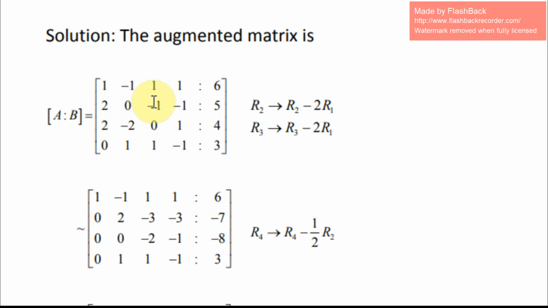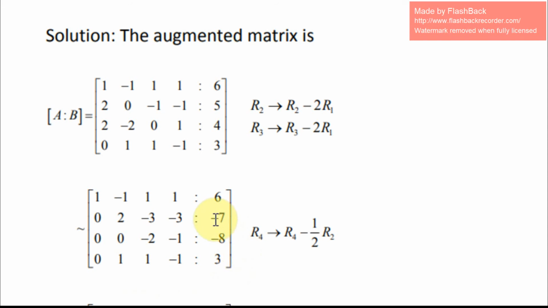Now we operate on the R2 row, so that R2 becomes 0, 2, minus 3, minus 3, minus 7. The third row also undergoes the row operation, and after operating, it becomes 0, 0, minus 2, minus 1, minus 8. Keep the fourth row as it is: 0, 1, 1, minus 1, 3.